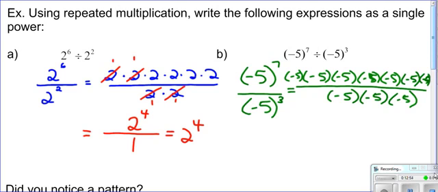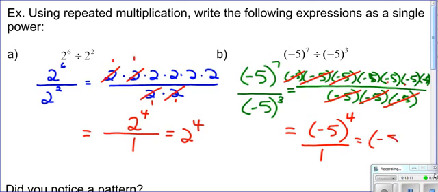And so again, I'm going to do some canceling out, because when you divide a number by itself, you get a value of 1. So there's a value of 1, there's a value of 1, there's a value of 1. And we get left with negative 5, 1, 2, 3, 4 times, so negative 5 to the power of 4 over 1, so negative 5 to the power of 4.